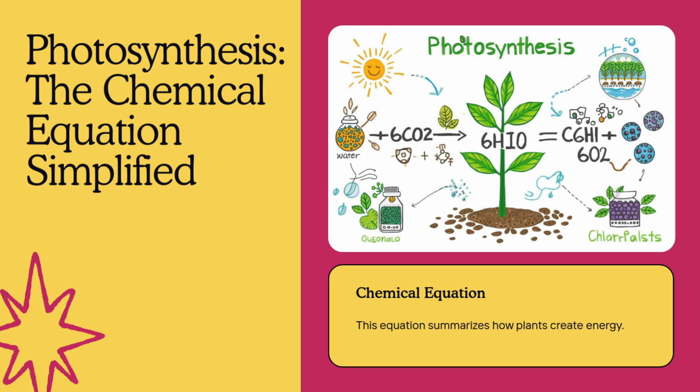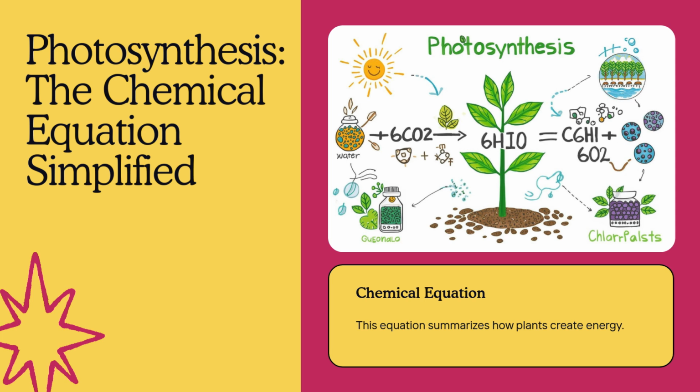Two: water. Water is absorbed by the roots from the soil and transported to the leaves. Three: light energy. Sunlight provides the energy needed for the chemical reaction. Chlorophyll in the leaves absorbs this light energy.